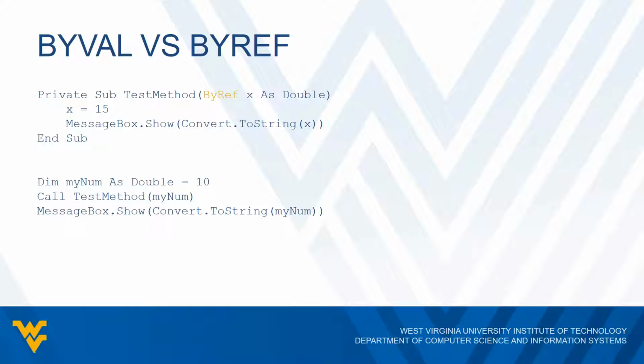Here is the exact same code from before. The only difference is x is now a ByRef parameter instead of a ByVal parameter. But everything else remains the same. So my question to you is, what's going to happen with the message boxes? What will they show when this code is done?